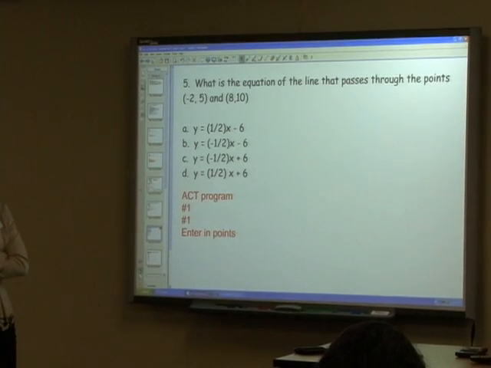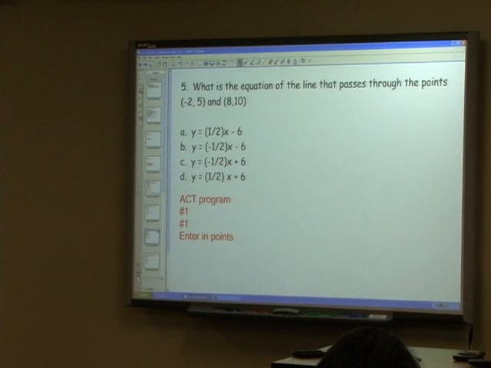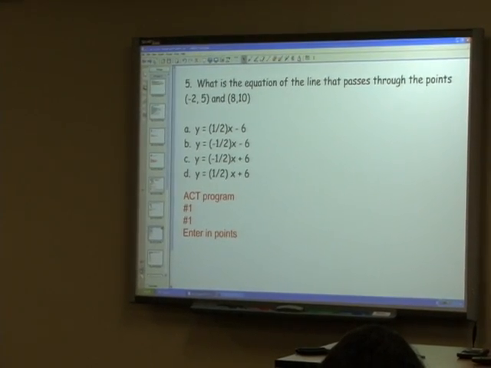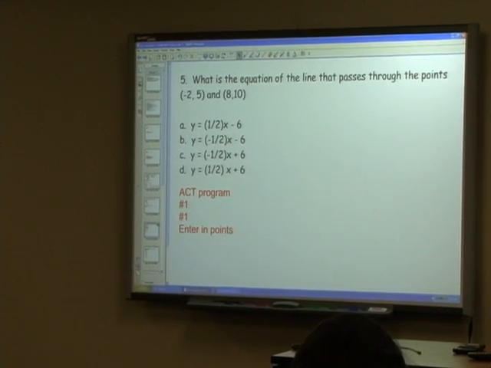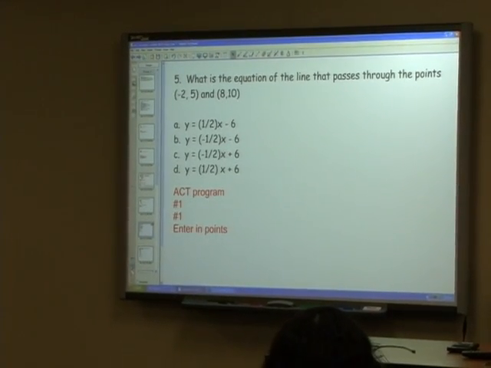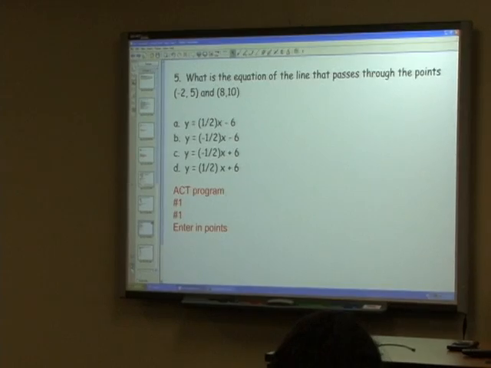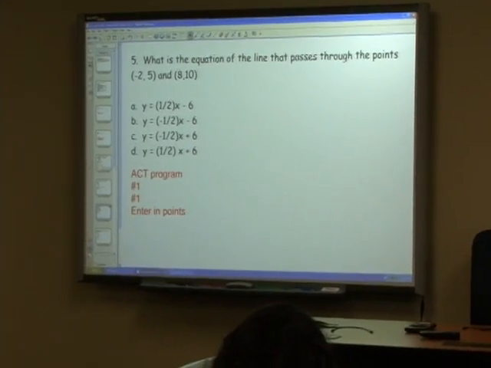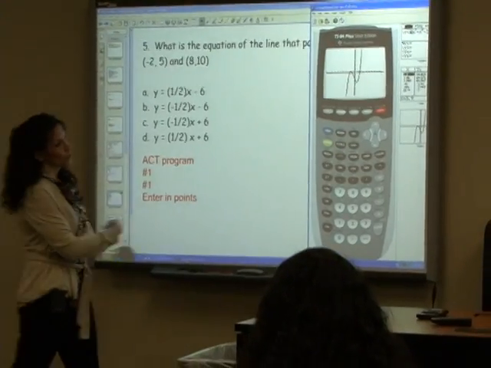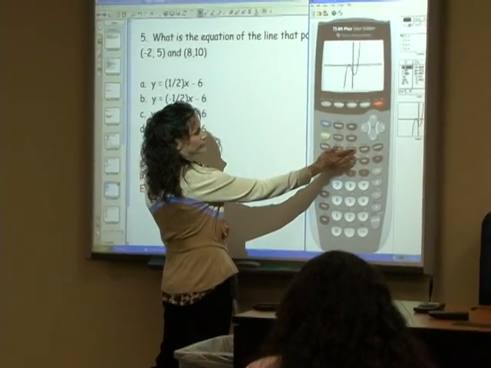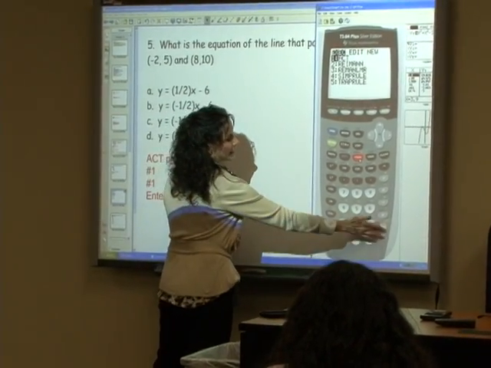All right, number 5. What is the equation of the line that passes through the points, and it gives me my 2 points? Okay, anytime you have to write the equation of a line, slope between 2 points, or the distance between 2 points, we're going to use our ACT program. All right, so I'm going to hit program, hit enter, enter.